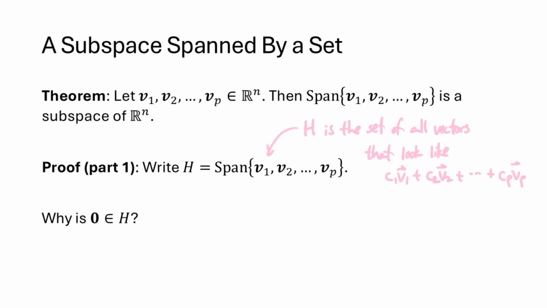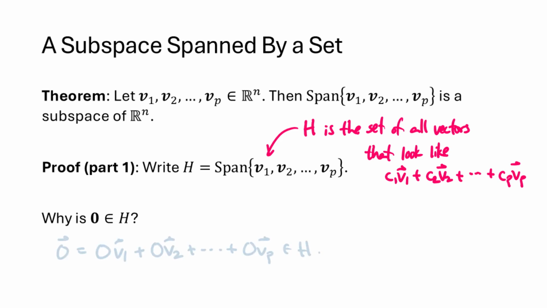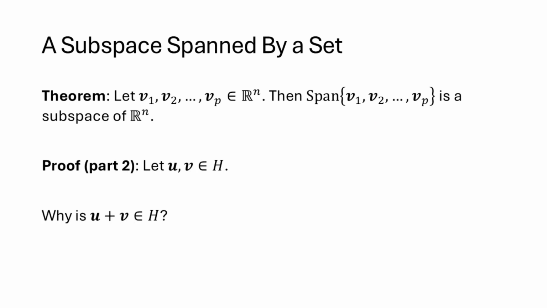So why is that? Well, remember that H, the span here, is the set of all vectors that look like C1 times V1 plus C2 times V2 plus CP times VP. So what if we put in 0 for all those real numbers? Well, that would result in the 0 vector, and that shows why the 0 vector is in the span of the v's. What about closed under vector addition?